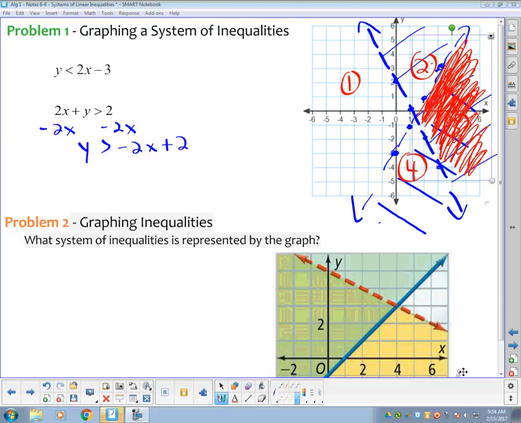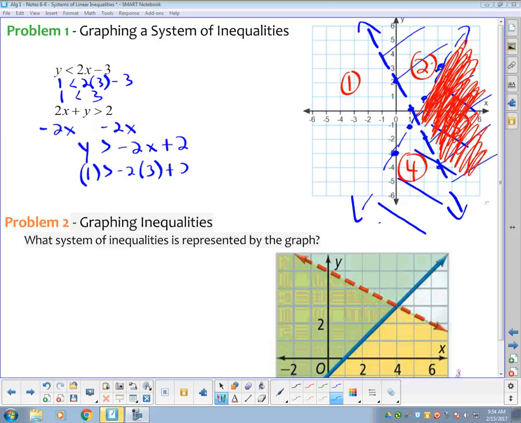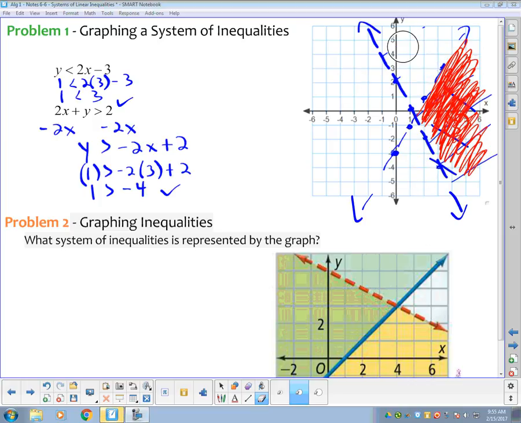As a matter of fact, if I plug in 1 for y and 3 for x, I get 1 is less than 3, and that is true. And if I plug in 1 for y and 3 for x in the other inequality, I get 1 is greater than -6 plus 2 is -4. And that is also true. 1 is bigger than -4, and 1 is less than 3. So we've done it correctly. We could erase all this other stuff here. I can. And we have our solution set.